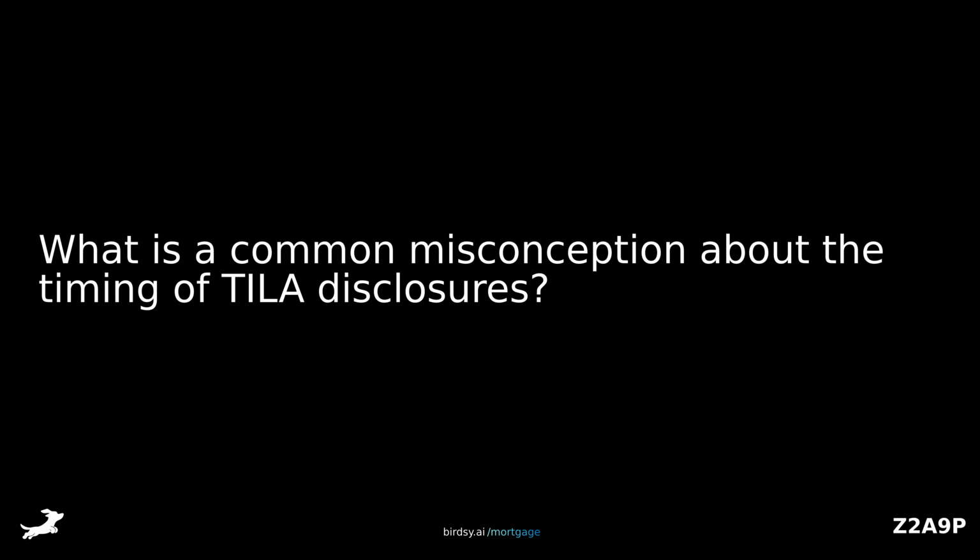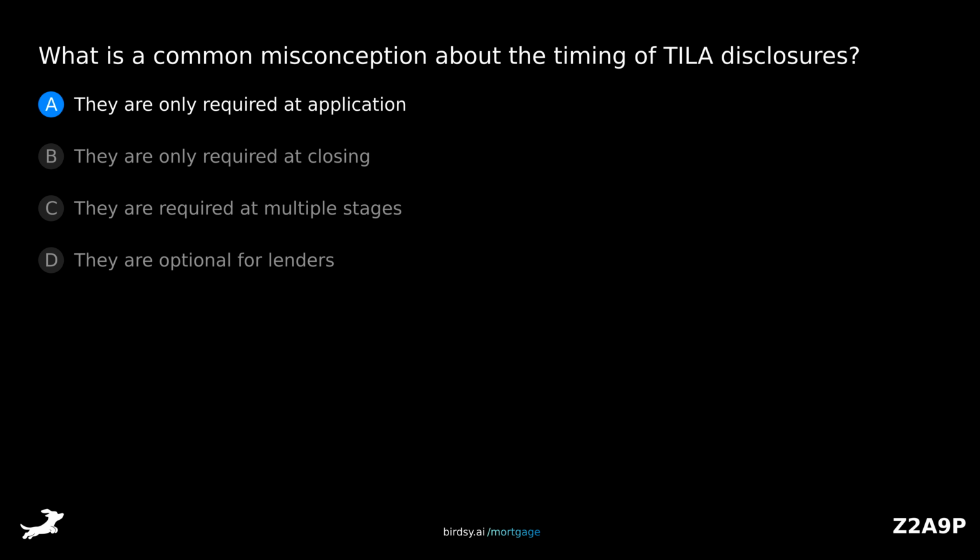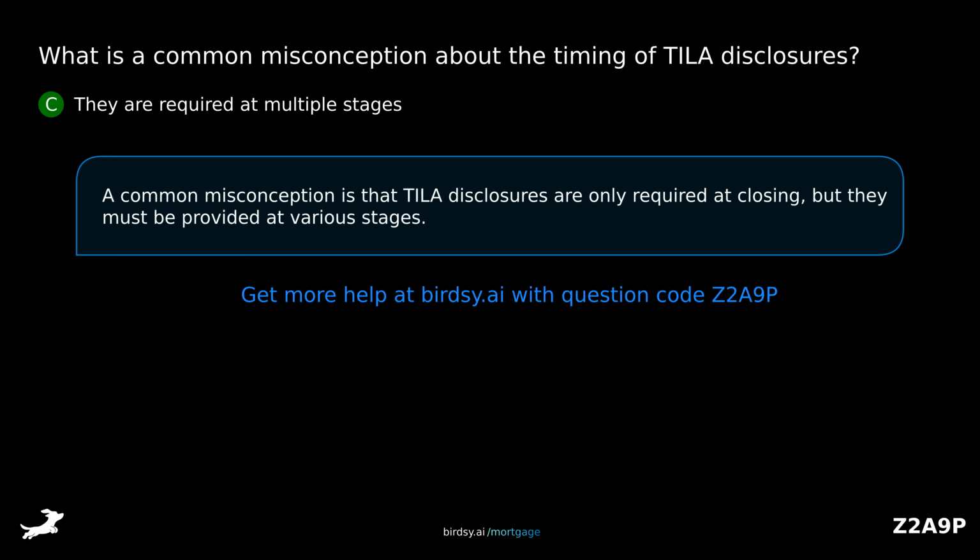What is a common misconception about the timing of TILA disclosures? Is it A, they are only required at application, B, they are only required at closing, C, they are required at multiple stages, or D, they are optional for lenders? The answer is C, they are required at multiple stages. A common misconception is that TILA disclosures are only required at closing, but they must be provided at various stages.